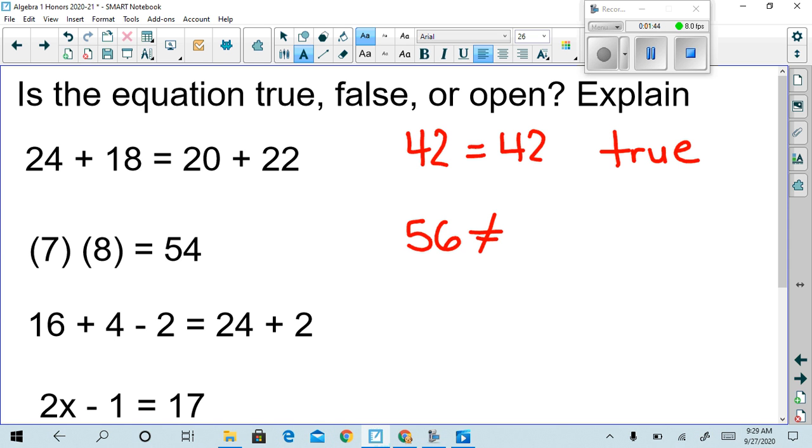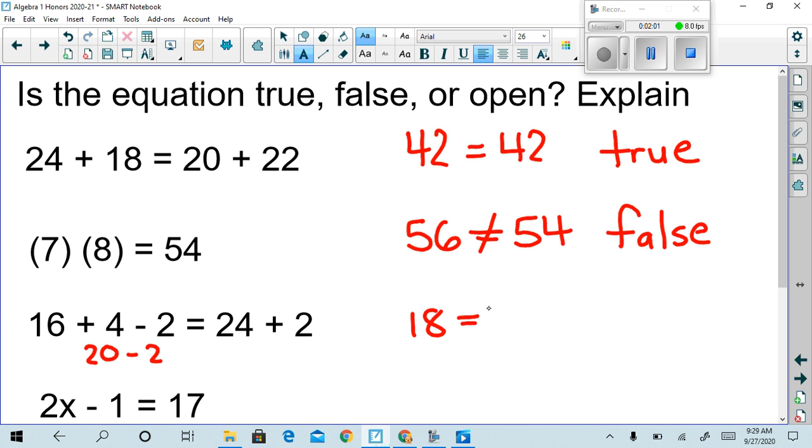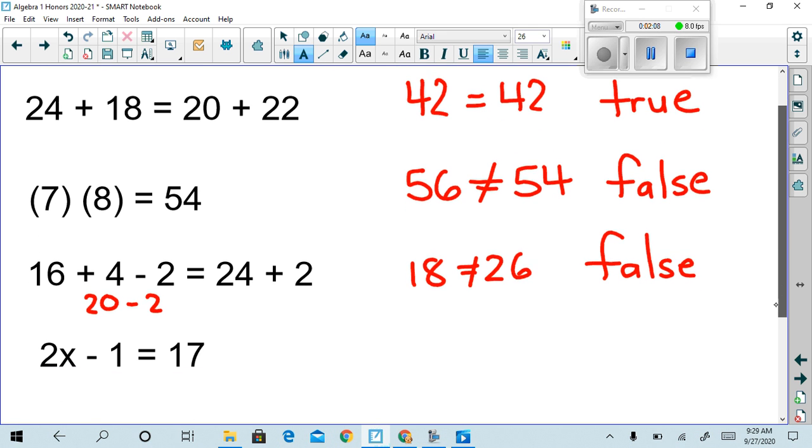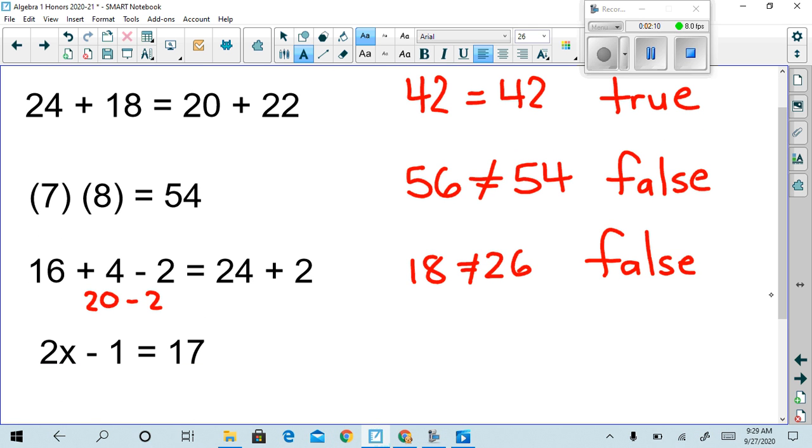In the next one, if I simplify the left, I get 56. 56 does not equal 54. This is a false equation. In my next one, again, I need to simplify. This is going to give me on the left 20 minus 2, which is 18, and on the other side 26. This is a false statement as well. Last one on this page, I noticed that it contains a variable. This is an open sentence or open equation.